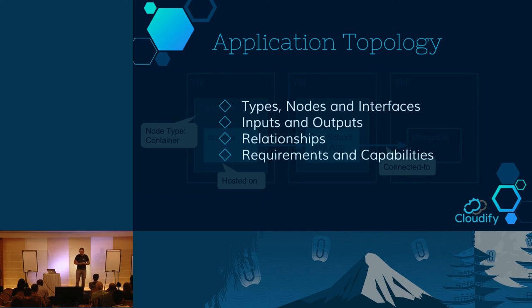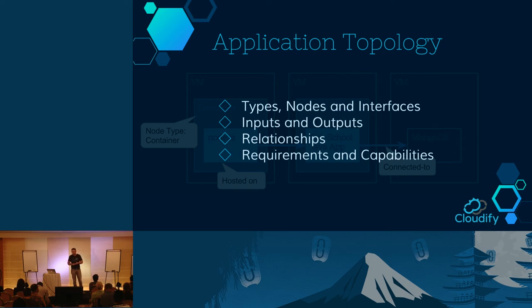I could also define outputs. For example, I'm running a new application, and once it is running, I want the blueprint to tell me the IP address to access it. I don't want to tell it; I want the application itself to tell me how to access it. These are the topology outputs. And I could also define the relationships I've described before: contained in, connected to, etc.